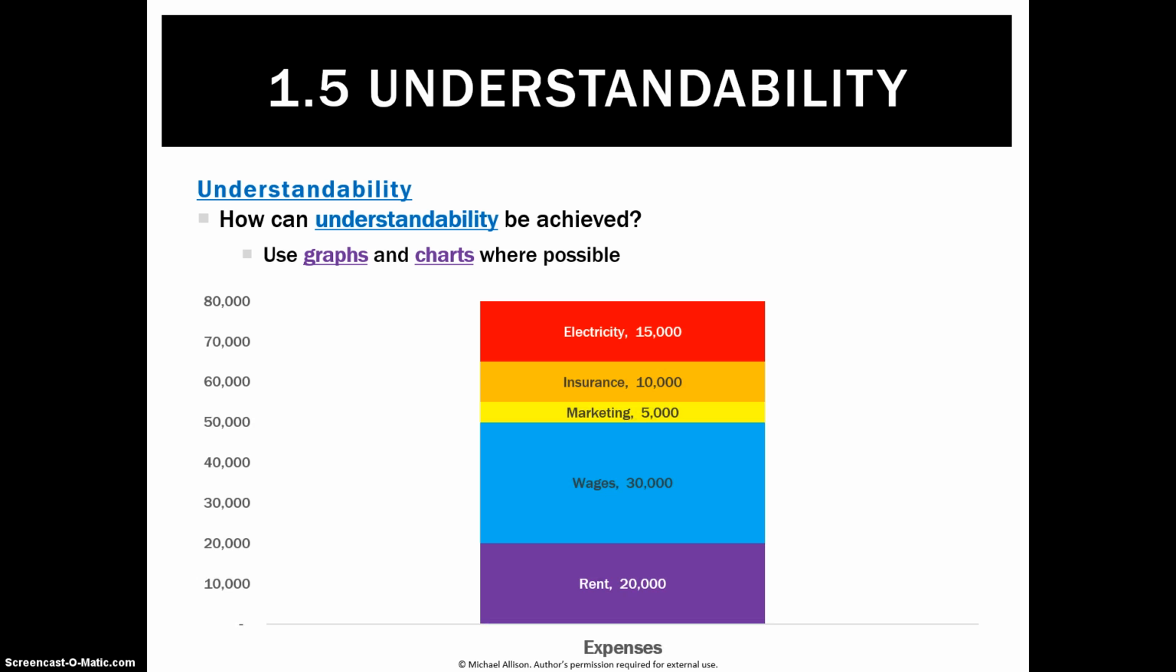Here's a representation of our expenses. We can see our expenses are $80,000, and this graph shows us what the major expense is. It's wages. You can see that that represents $30,000, then rent, then electricity, and so on. So I think expressing things in graphs and charts where possible is a great way to make financial information more understandable.